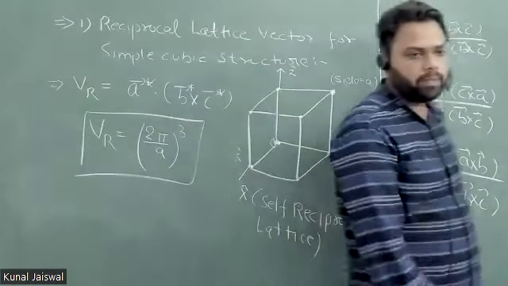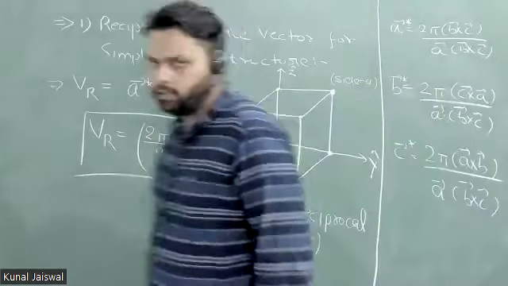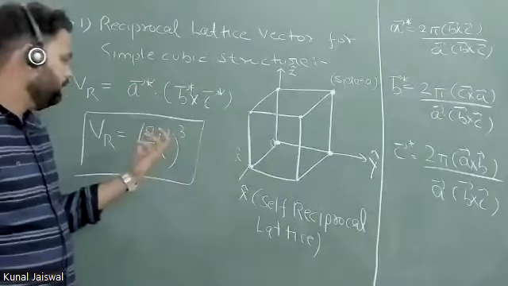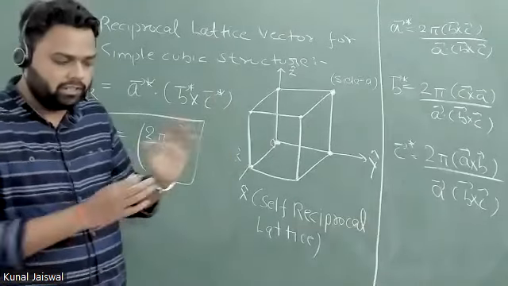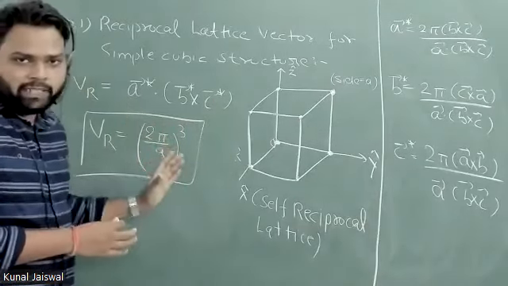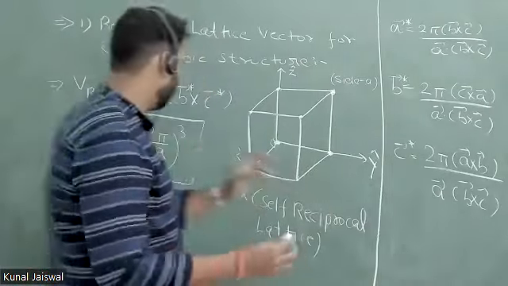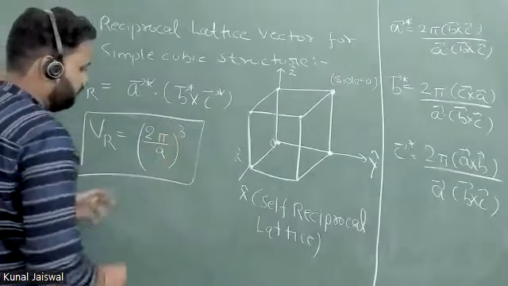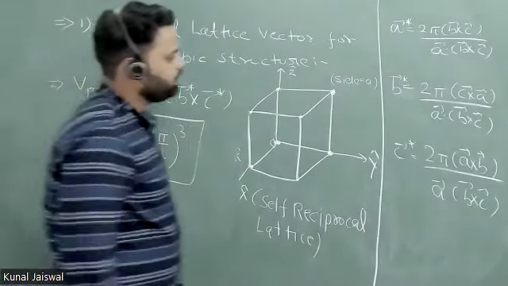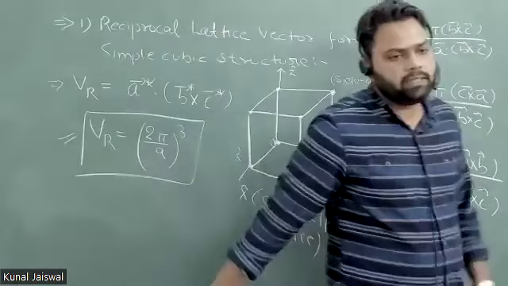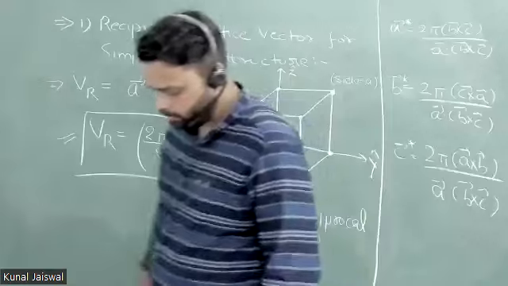हाँ सर। 2π/a whole cube. ओके, मैं इसको ओपन करके नहीं लिख रहा हूं क्योंकि अगर आप इसको ऐसे लिखोगे तो BCC और FCC के पैटर्न में कुछ एक चीज, मतलब in the simple cubic, in the body centered cubic and in the face centered cubic, you will get a pattern for the volume. That's why I'm writing like this, not writing 8π³/a³. Okay, so the volume of reciprocal unit cell for the simple cubic is (2π/a)³. Clear है सबको? Yes sir.